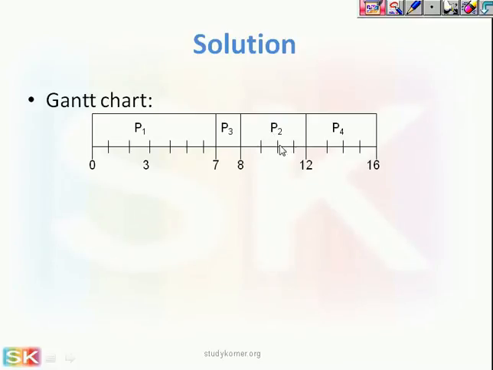Its burst time is 4 seconds, so it will complete its execution at 12 seconds, and then P4 will be executed after 12 seconds, and it will finish at the 16th second. So this is the Gantt chart of this given system.